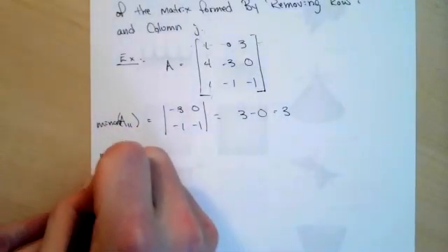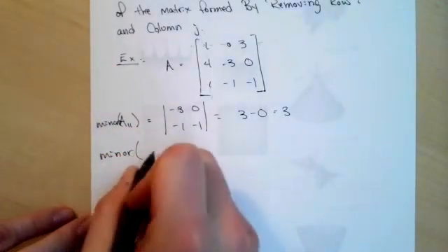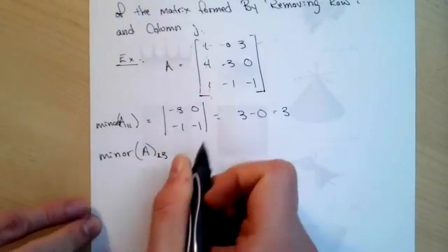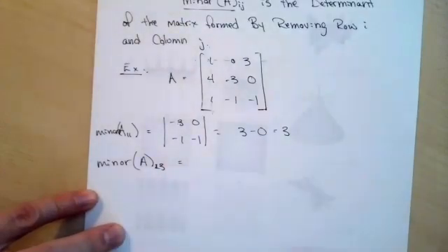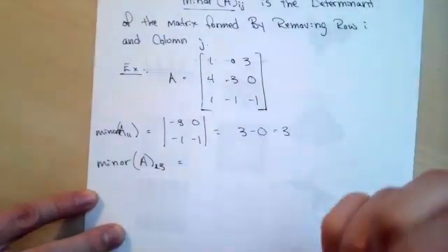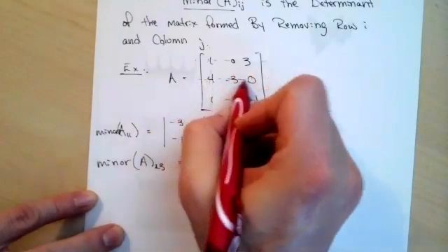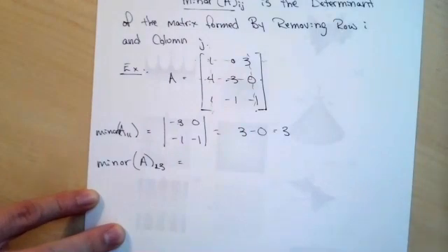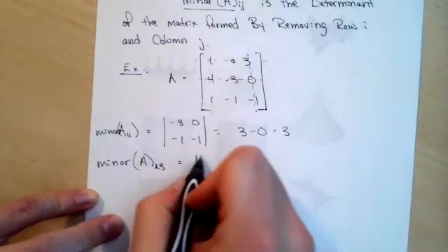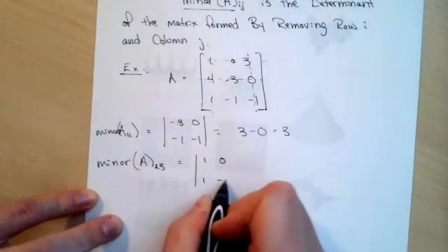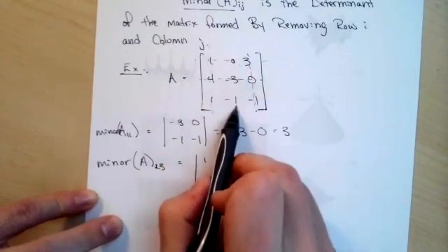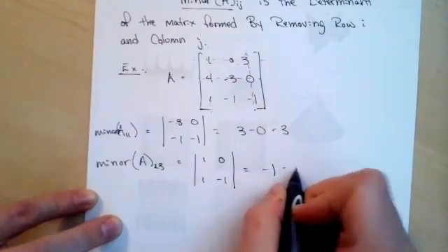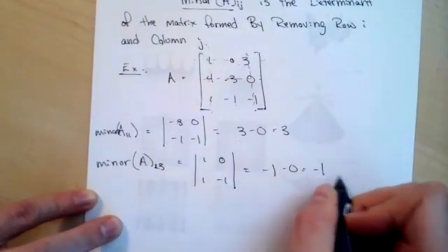The minor of A, let's say, let's do 2, 3. So what are we doing here? We are taking the second row out and the third column. So 1, 0, 1, and minus 1 remain. Take the determinant. We've got negative 1 minus 0 again will give us a minus 1.